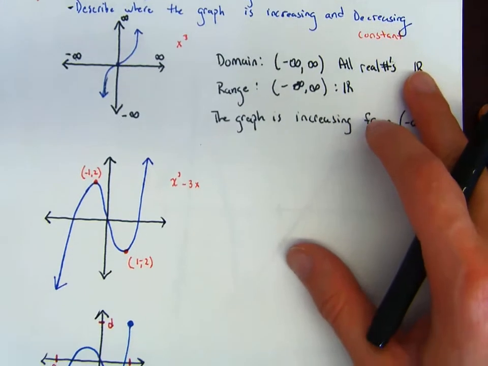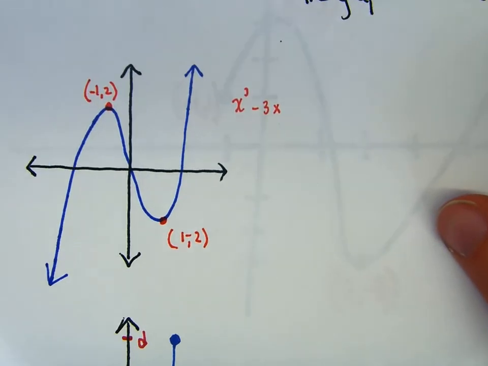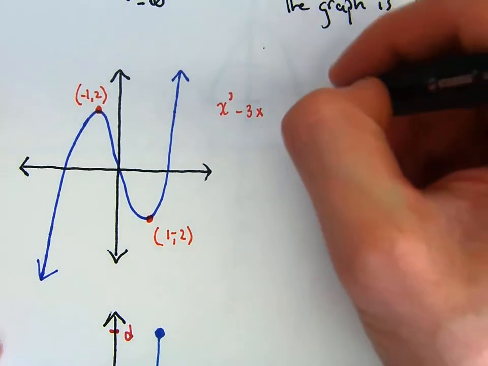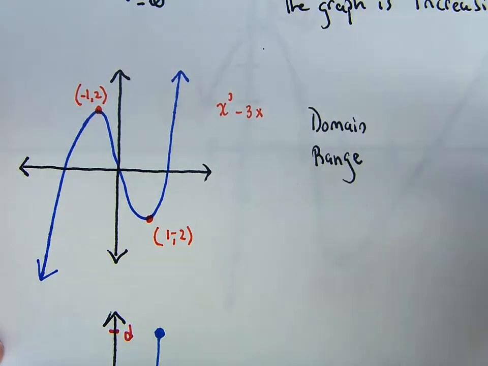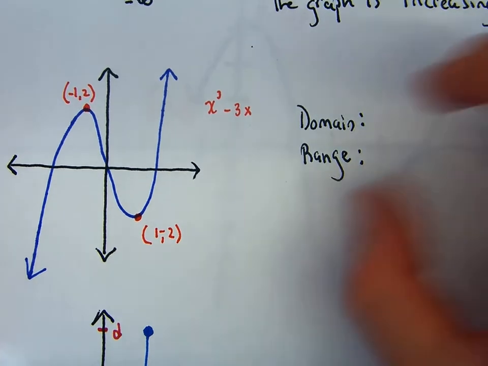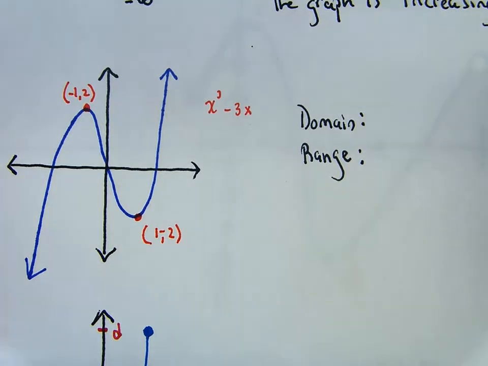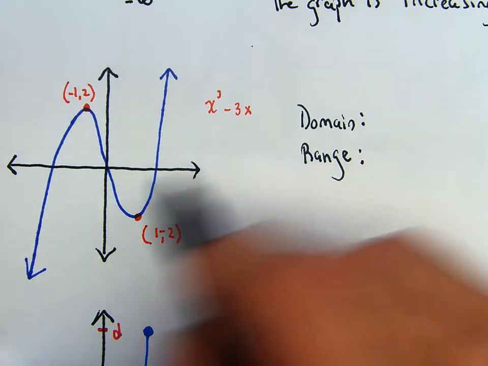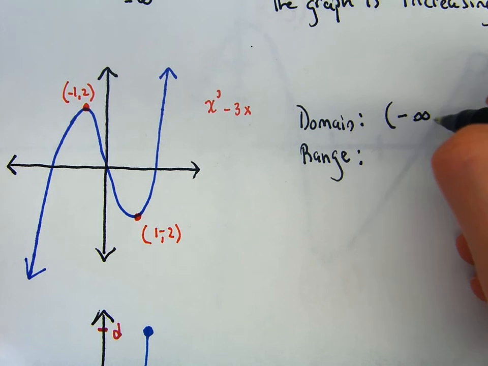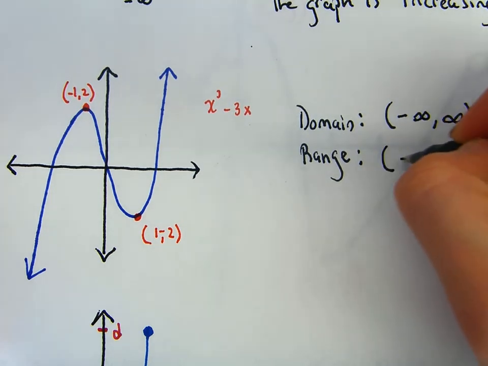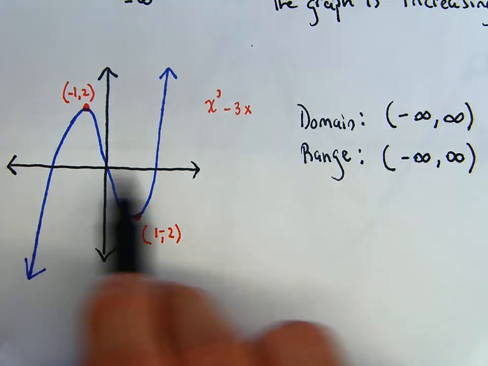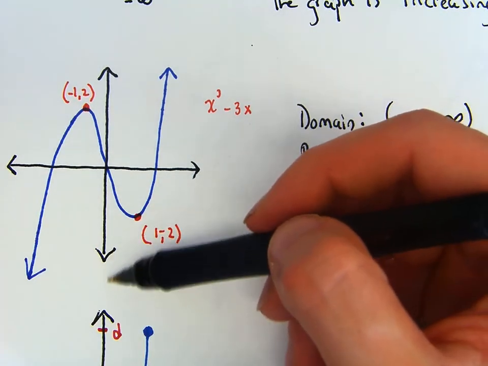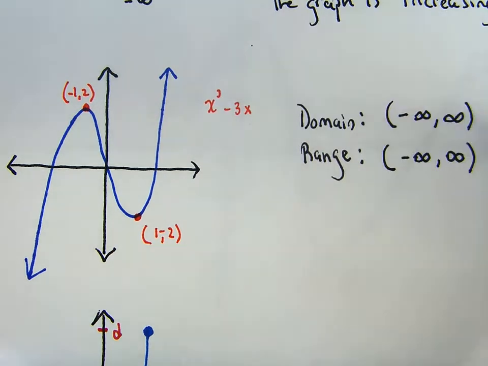Okay. Let's try another one. Here, how would you describe the domain for this graph? And what is the range? And how would we show the parts where it's increasing and decreasing, right? Pause the video and try and go through it yourself. So let's see, the domain of this graph will also be negative infinity to positive infinity. The range is also negative infinity to positive infinity, right? I have all my x values from left to right, and I have all my y values from bottom to top, right? So from negative infinity to positive infinity.